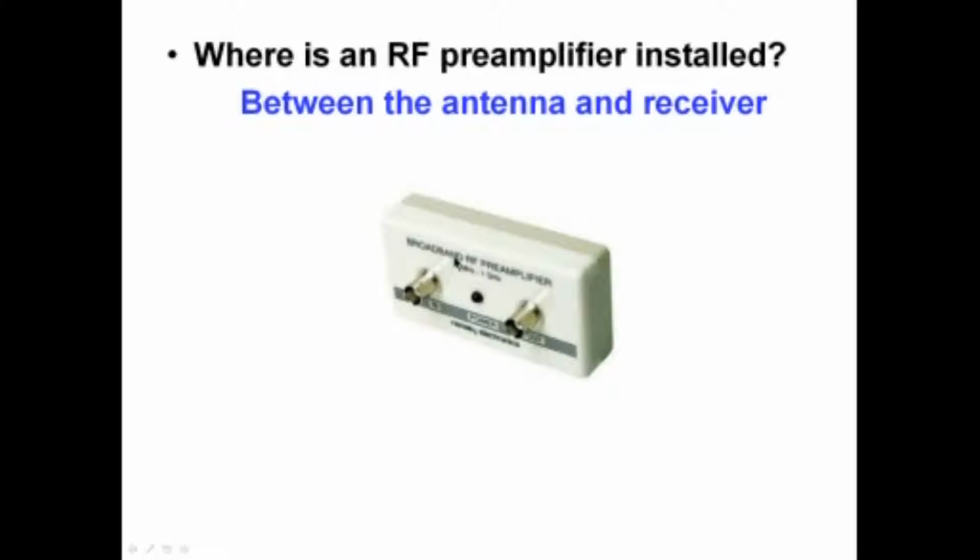You can see this one has a very broad frequency range from 1 megahertz to 1 gigahertz, which is a factor of 1,000, that it will amplify over. Most RF preamplifiers are very broadband and don't require any tuning at all.